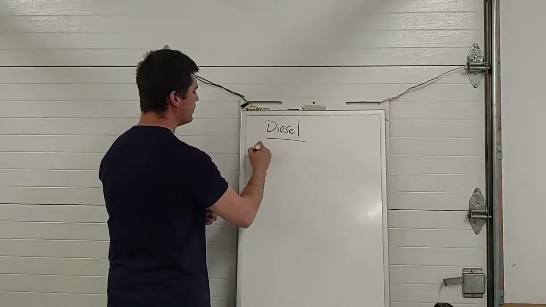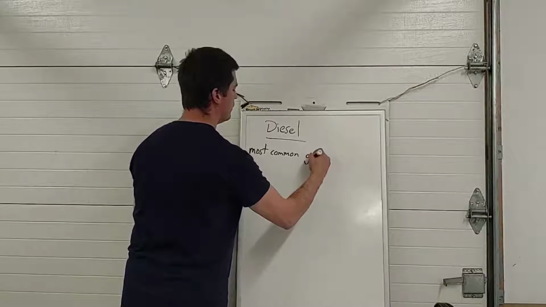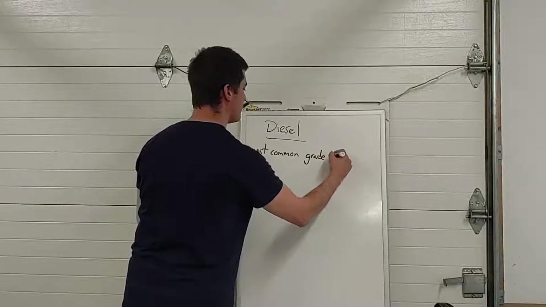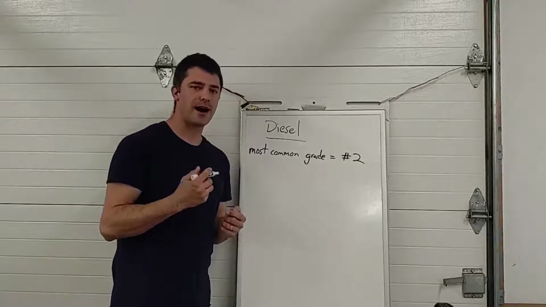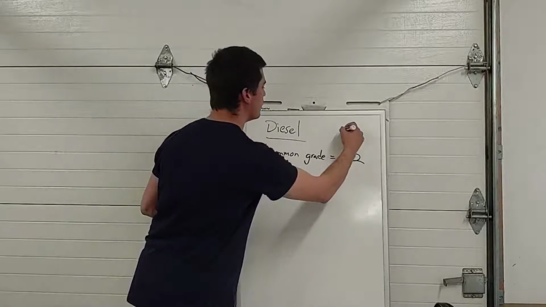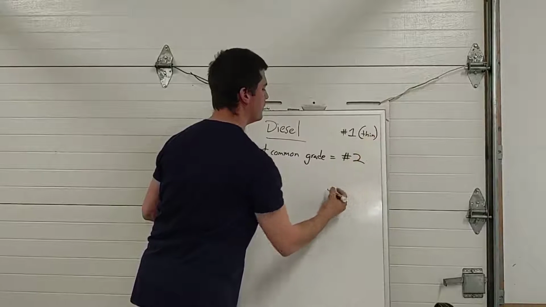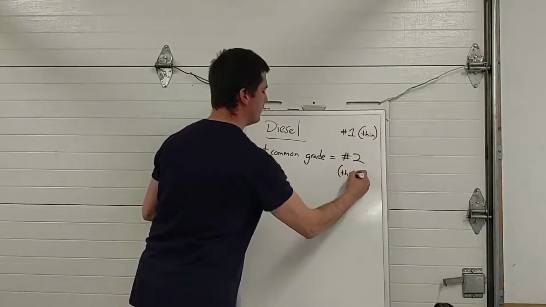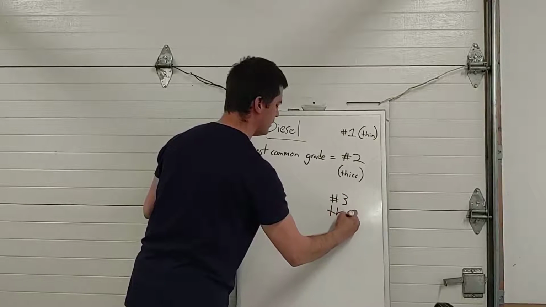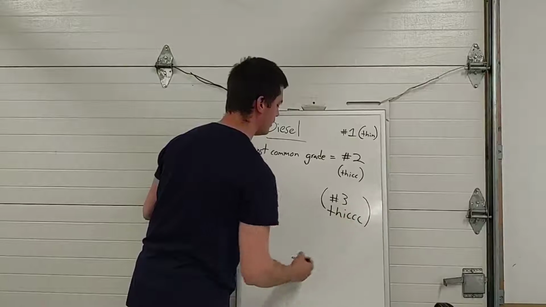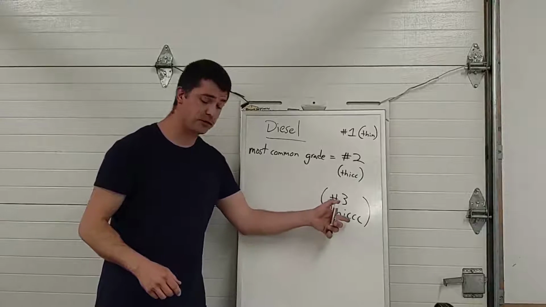So most common diesel fuel is what they call number 2 grade. Diesel fuel number 2. And as the grades go, the higher the number, the thicker they are. So number 1 is a little thinner. Number 2 is a little thicker. Number 3 is thicker still, etc. So a little joke I like to make, how many C's, that's how thick it is. All right, 3 C's, it's real thick.